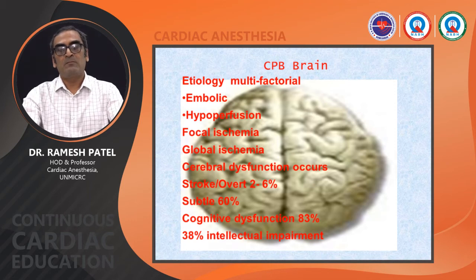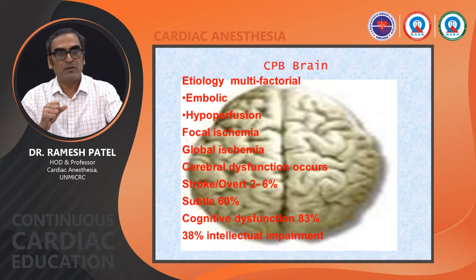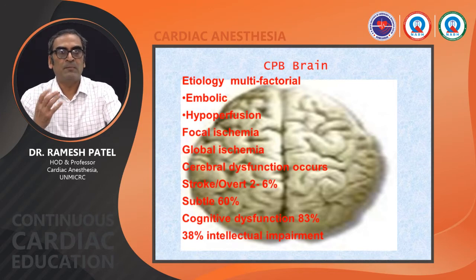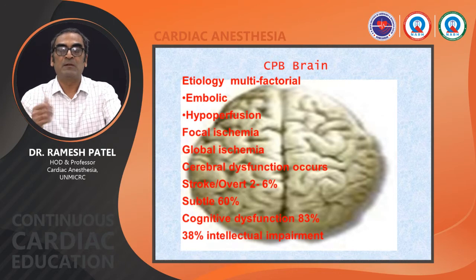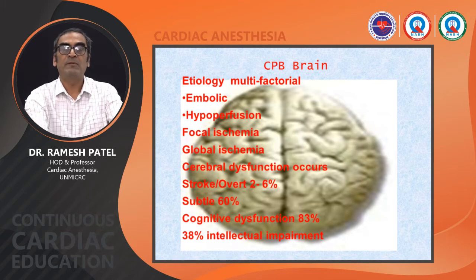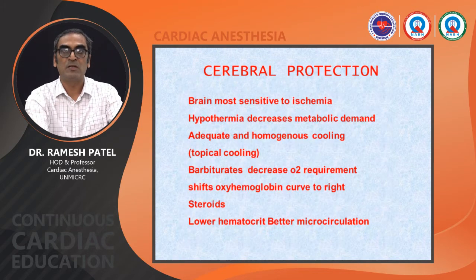As we know, during cardiopulmonary bypass, we must take care of some vital organs like the brain, kidney, and lungs. Some amount of embolism or hypoperfusion will lead to focal or global ischemia, which will lead to cerebral dysfunction or sometimes cognitive dysfunction in 83% of patients. So we must take care of these vital organs. And how can we take care of them?